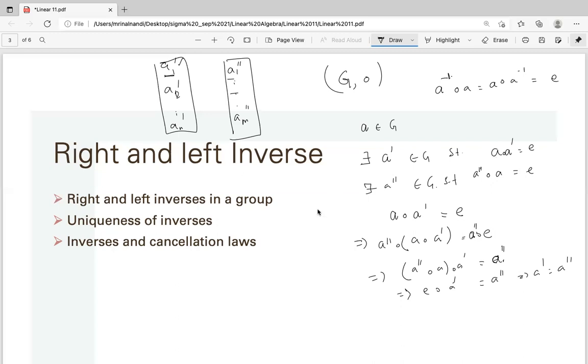But in matrices, there is a much more complicated thing. Say there is an M cross N matrix A, and you have a matrix B which will give identity of order M. Now this is a right inverse. Now it may so happen that there is another matrix C that gives identity of order N. Now C is a left inverse.